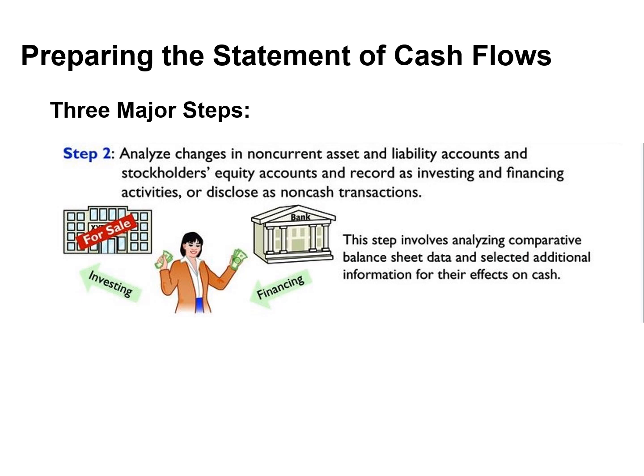Step 2 involves analyzing a comparative balance sheet as well as selected additional information to determine their effects on cash. More specifically, we're going to analyze changes in non-current or long-term assets and liabilities accounts as well as stockholders' equity accounts. We're going to record those changes as investing and financing activities, or if in the event they are a non-cash transaction, we will disclose that.